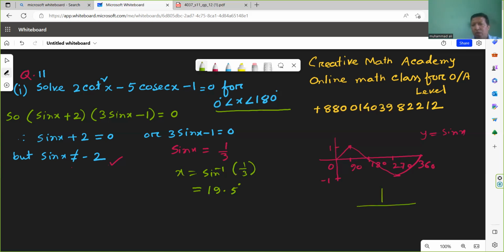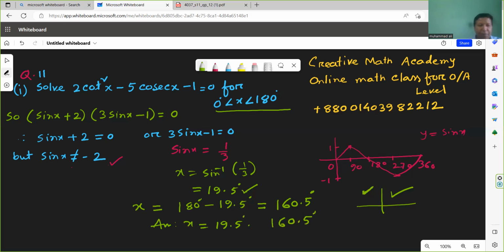And we know that sine is positive in the first quadrant, which result we already got, and sine is also positive in the second quadrant. If we want to get the result in the second quadrant, we have to subtract this acute angle, 19.5 degrees, from 180 degrees. So we will get 160.5 degrees. Final answer, x equals 19.5 and 160.5 degrees.